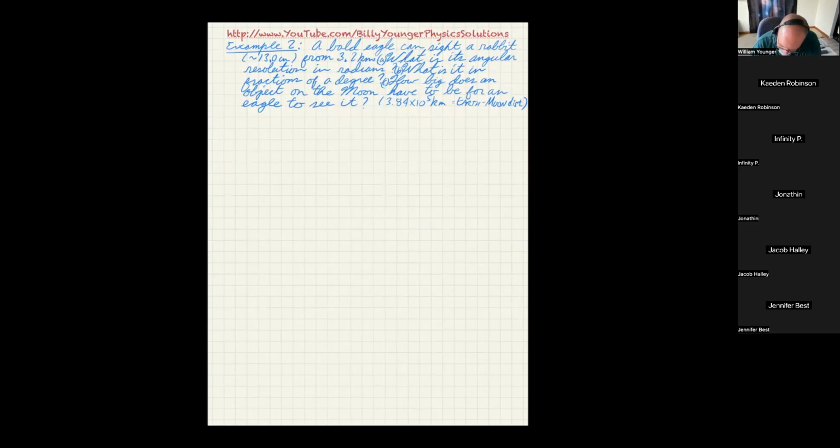How big does an object on the moon have to be for an eagle to see it? This is a common misconception. Like you would think if we built, let's say, Carolina's football field or something smaller would be like the Dean Smith Center at Chapel Hill. If I put those on the surface of the moon, you'd think that you could see them, but you can't. Okay, so we're going to see that. So let's work on our solution here.